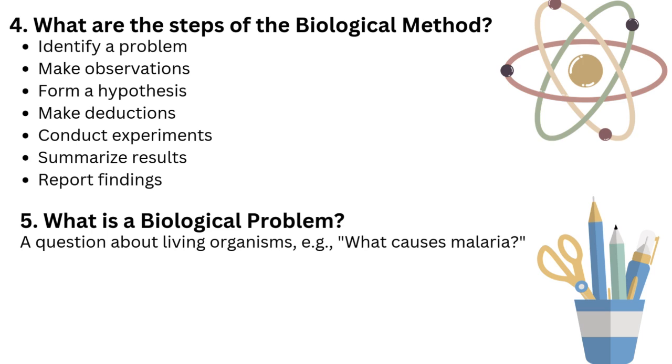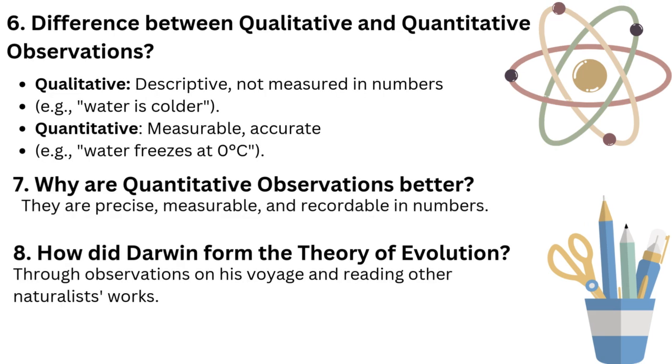What is a biological problem? A question about living organisms, e.g., what causes malaria? Difference between qualitative and quantitative observations? Qualitative: descriptive, not measured in numbers, e.g., water is colder. Quantitative: measurable, accurate, e.g., water freezes at 0 degrees Celsius. Why are quantitative observations better? They are precise, measurable, and recordable in numbers.